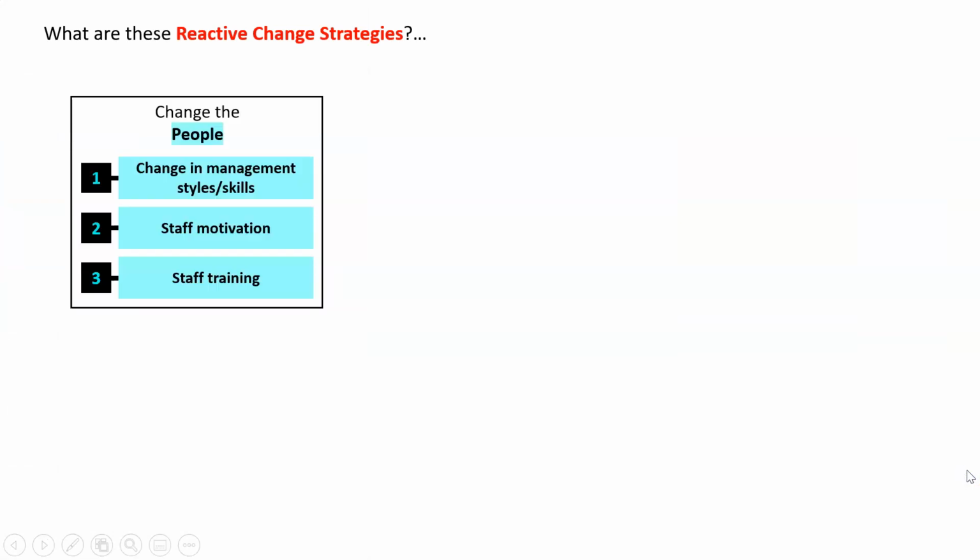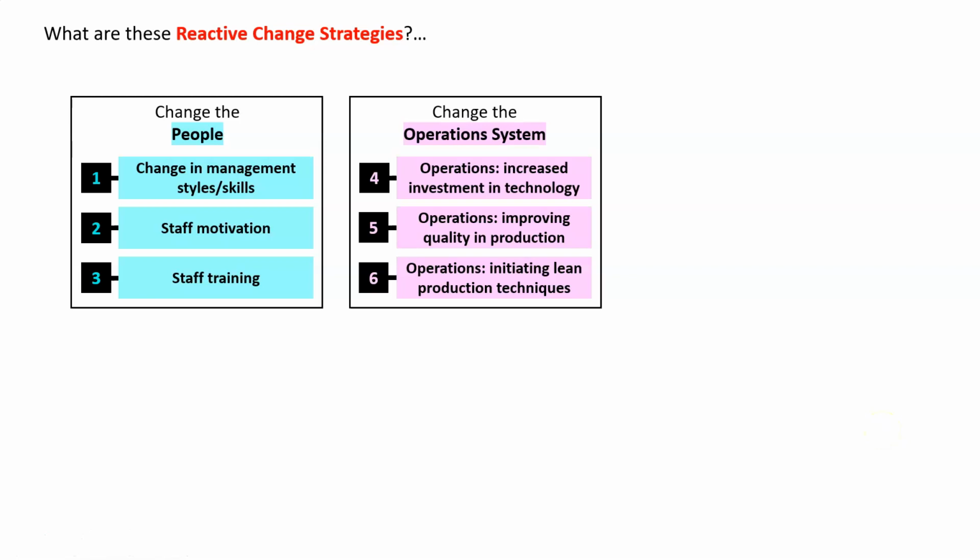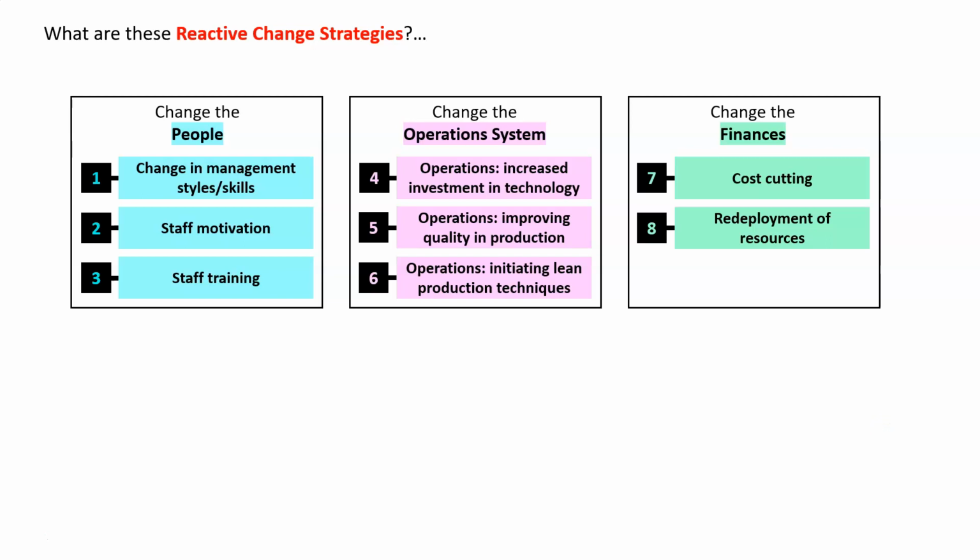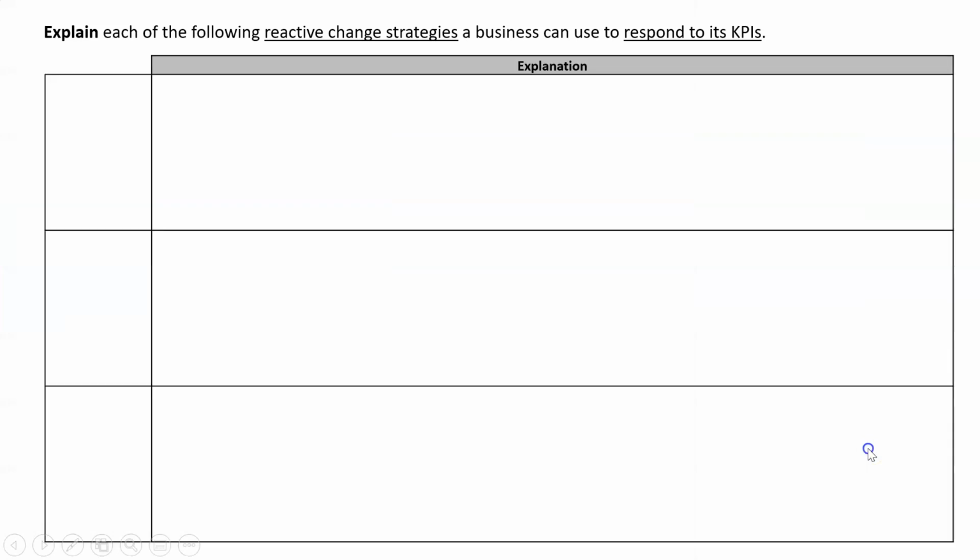So what were the 8 reactive change strategies to respond to KPIs? We sort of grouped them in 3 groups. We said that ones, and these aren't official things, like VCAA doesn't refer to them like this, it's just to help us remember. We can change the people, as in change management styles, use staff motivation or staff training. We can change the operation system with technology, quality management or lean production, or we can change the money. We can cut costs or redeploy resources.